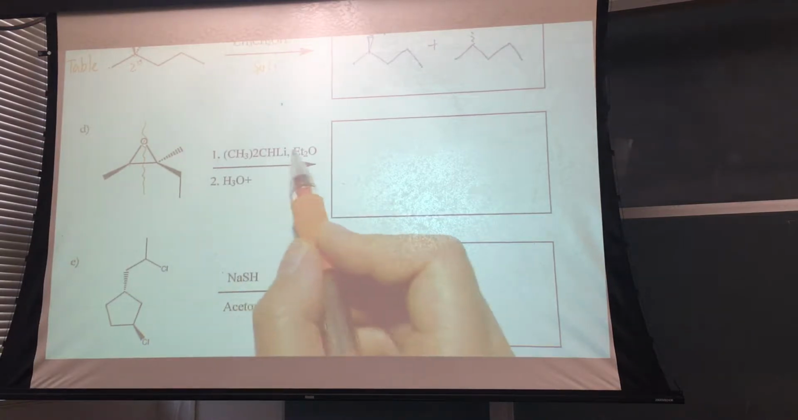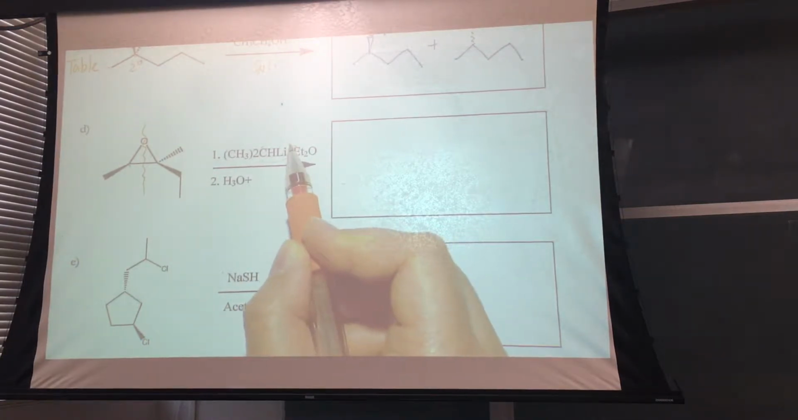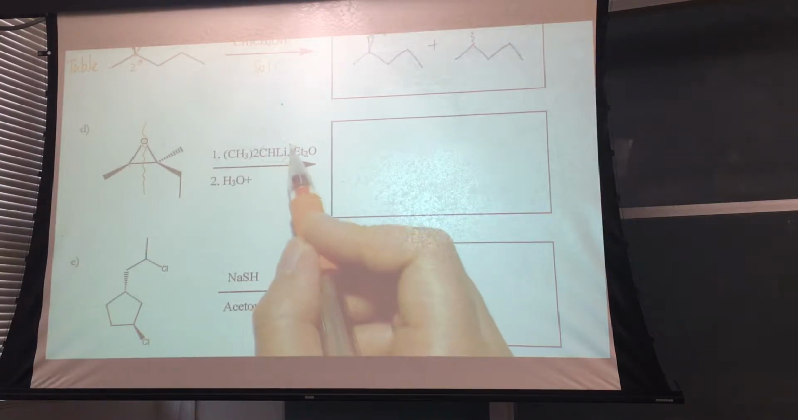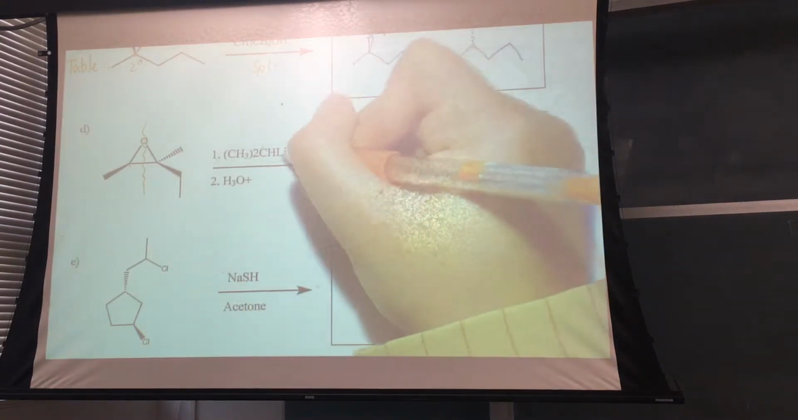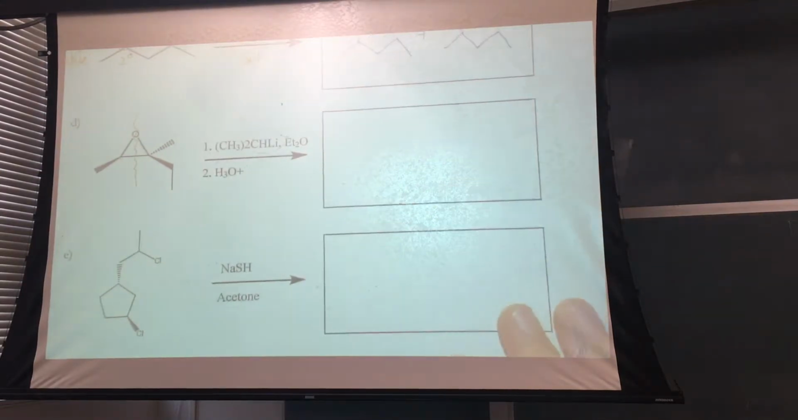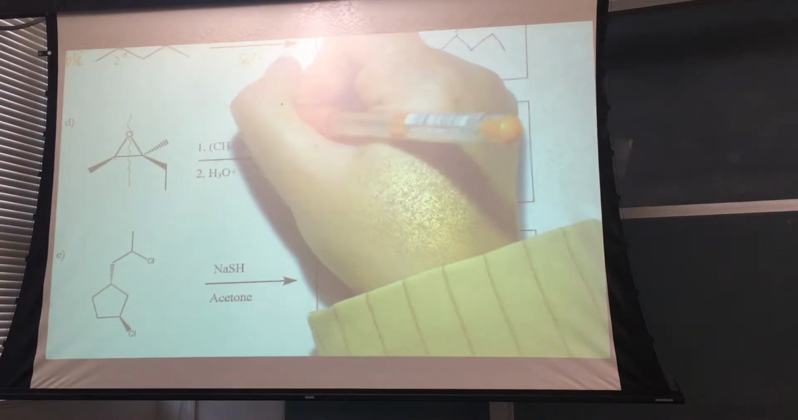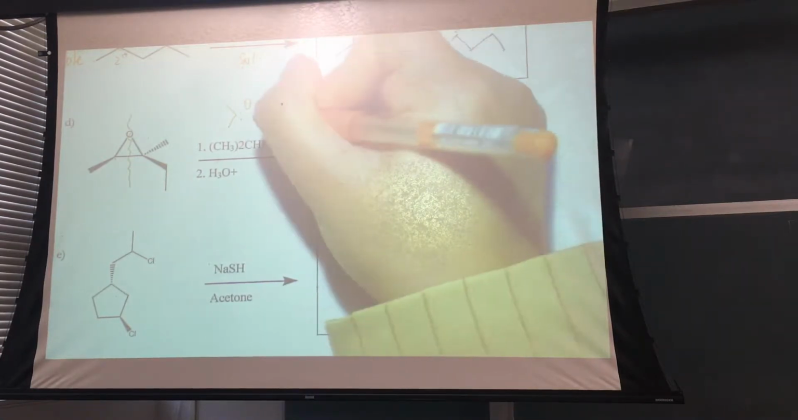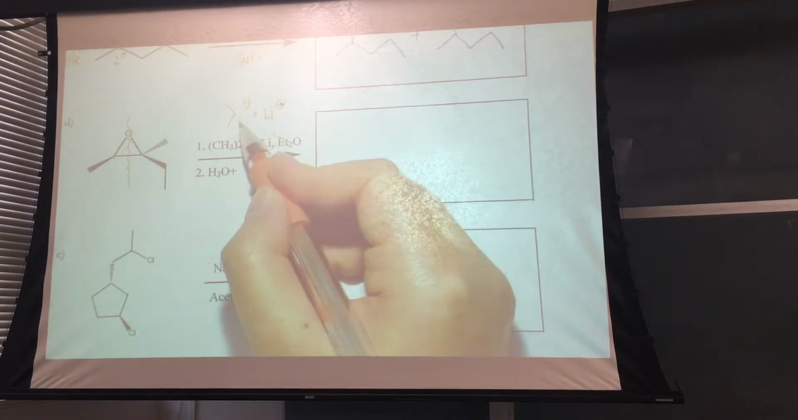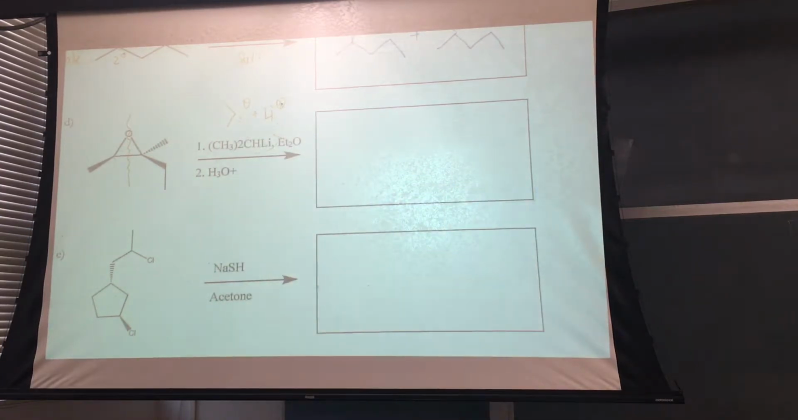In this case, this one is a basic condition. How do I know it's a basic condition? It's because I saw lithium. This one is a metal. Metal and non-metal are bonded with ionic bond. So for me, this one is minus and plus. This is a strong base.